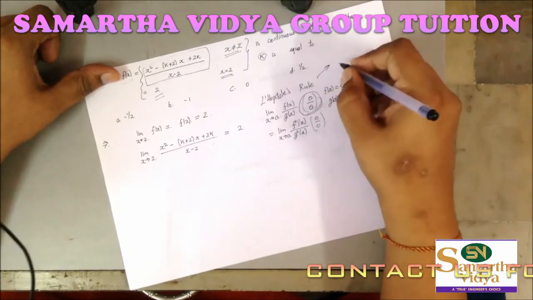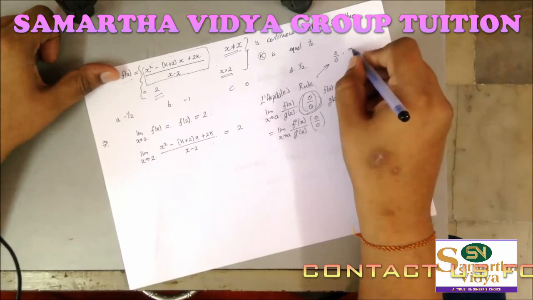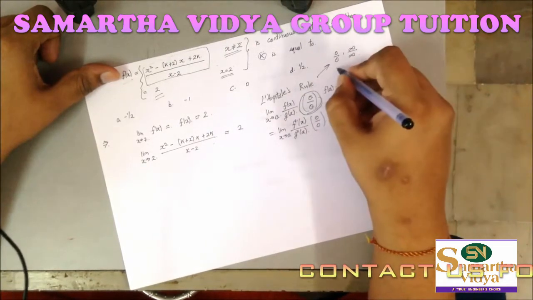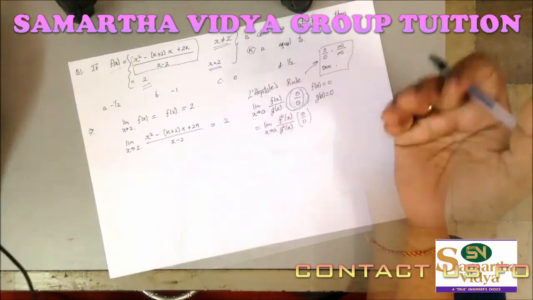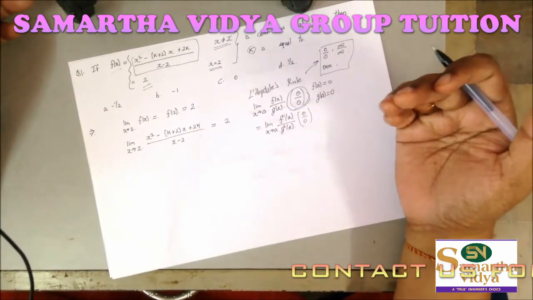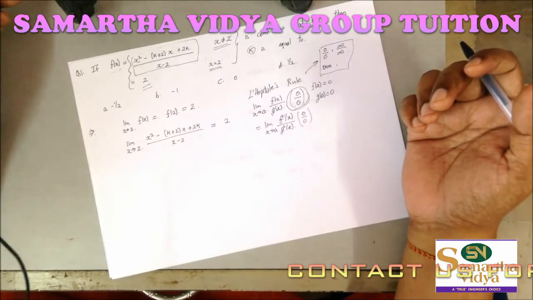Now L'Hopital rule can also be applicable for a 0 by 0 form, or an infinity upon infinity form, or it can be in the form of 0 into infinity. There are various other forms to which L'Hopital can also be applicable. We'll be seeing them in the next few sums in this particular video.